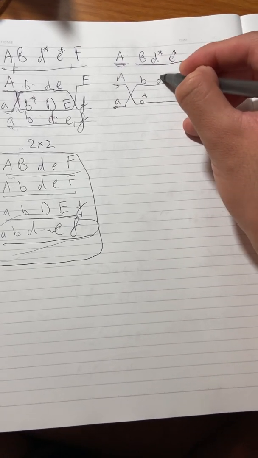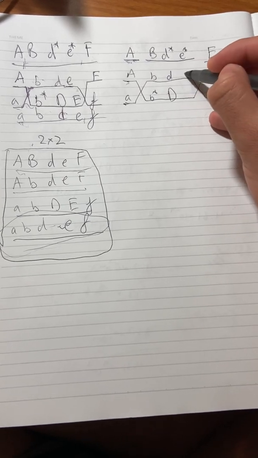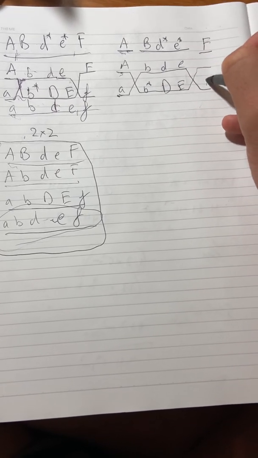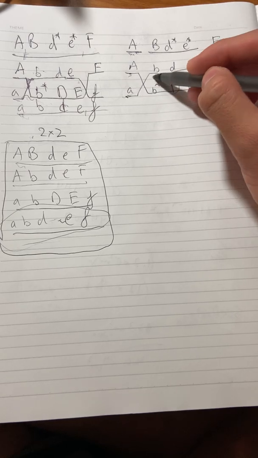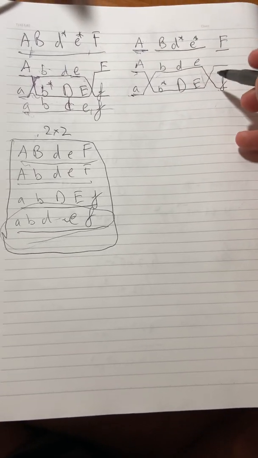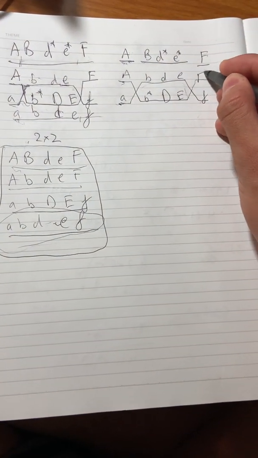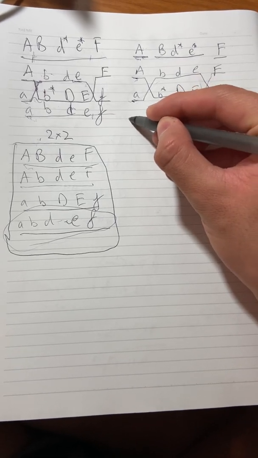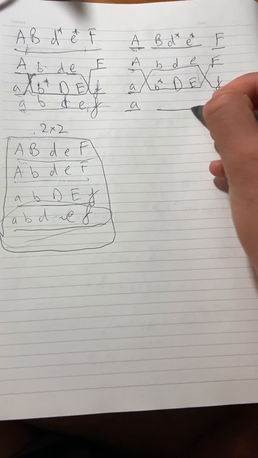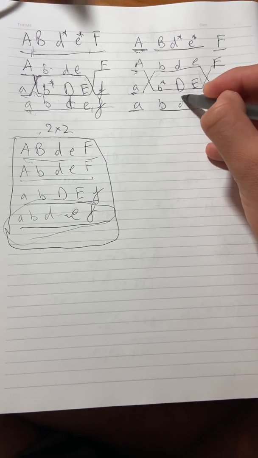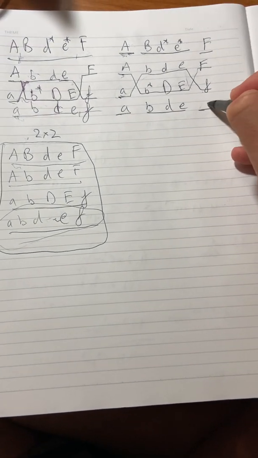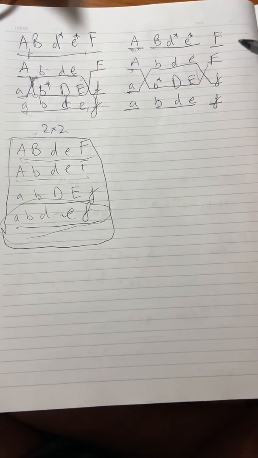B star, D, E, E, F. Again, this strand is totally the same. It's just displaced, right? Totally the same as it was in the beginning. And then there's a cut here, right? Because that's where the site 1 cut would happen. G, E, and then F, because it's a site cut. Okay.